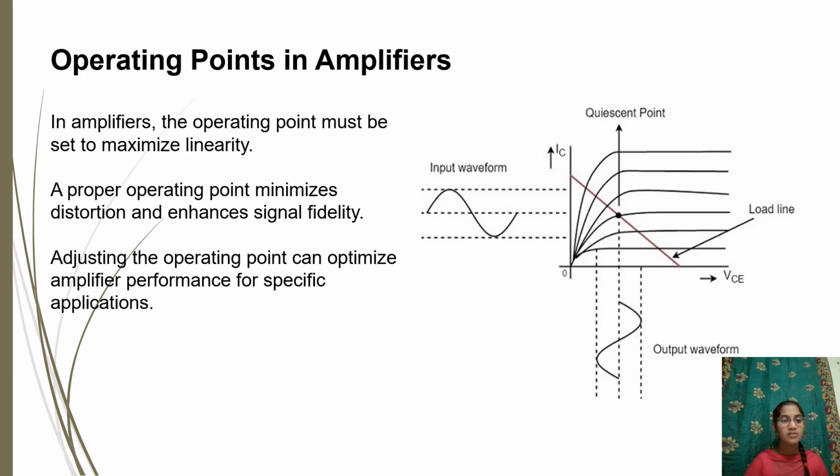Operating points in amplifiers. In amplifiers, the operating point must be set for maximum linearity. A proper operating point minimizes distortions and enhances signal fidelity. Adjusting the operating point can optimize amplifier performance for specific applications.